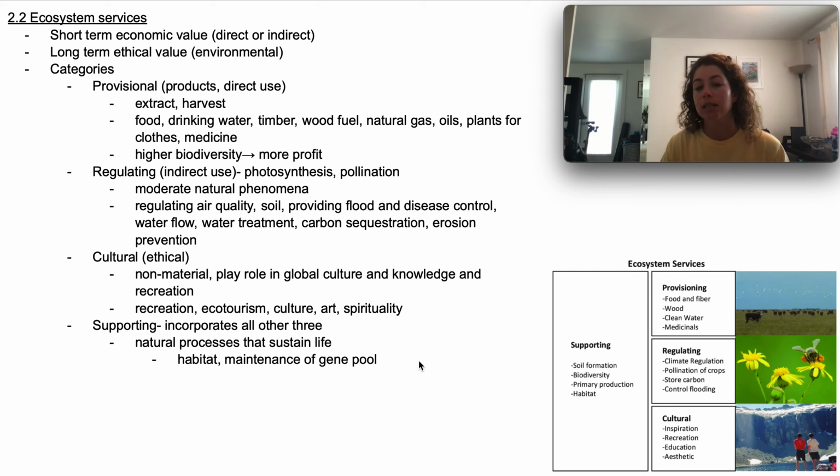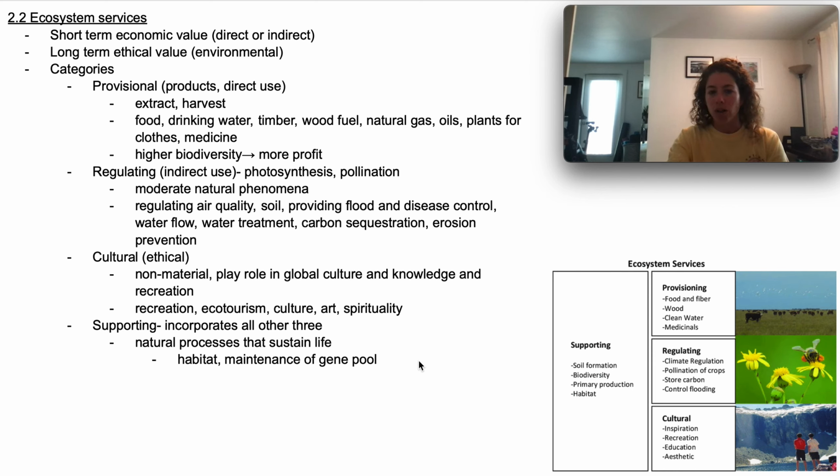And so provisional is basically anything that you can get economic gain from by direct use of that ecosystem. Think about harvesting timber from a forest ecosystem. That is an example of a provisional ecosystem service. Regulating is an indirect use, because you're not directly getting that value added. So it's something like photosynthesis or pollination. It's a natural phenomenon that occurs that you get a benefit from.